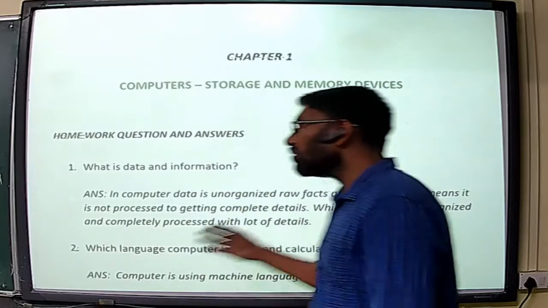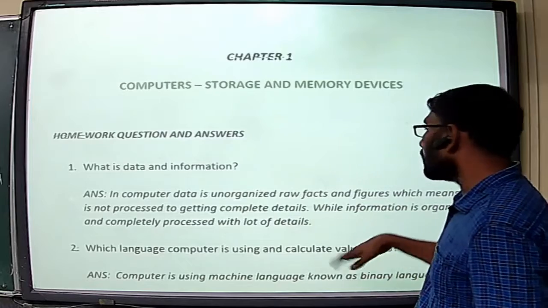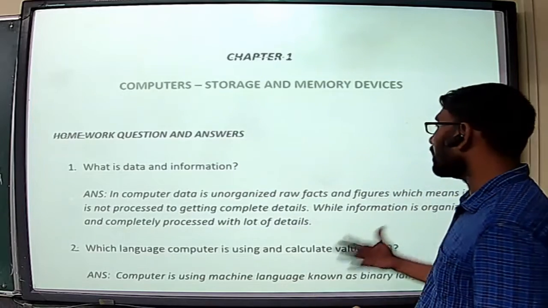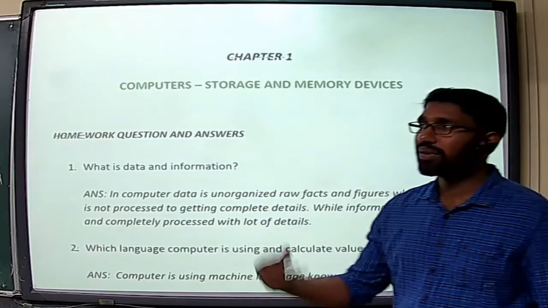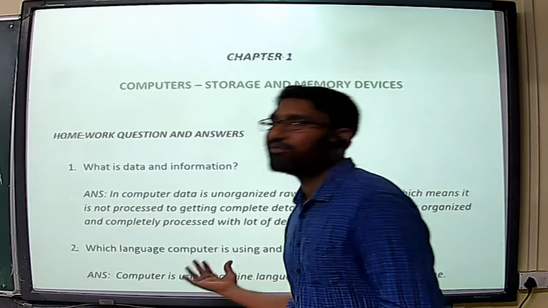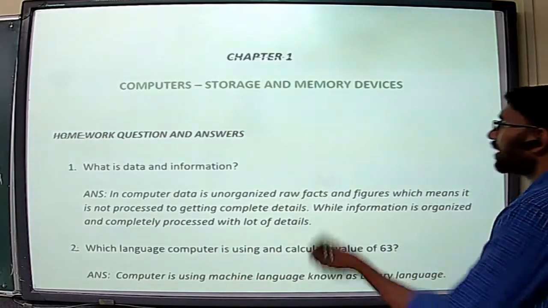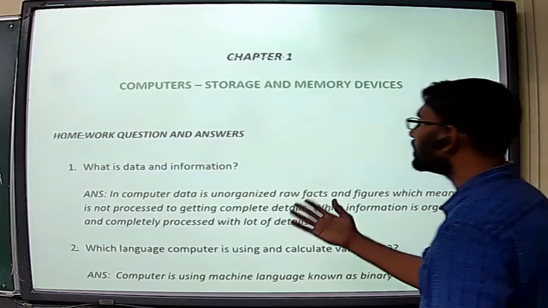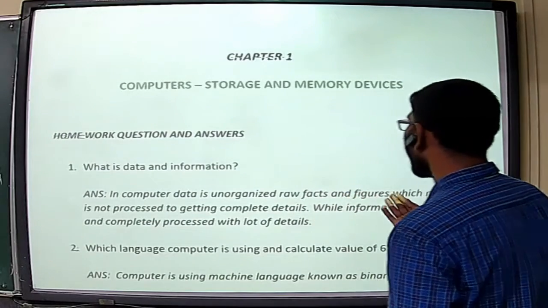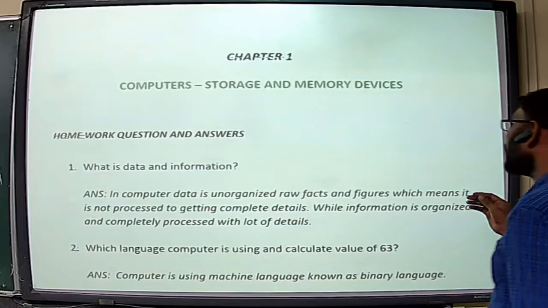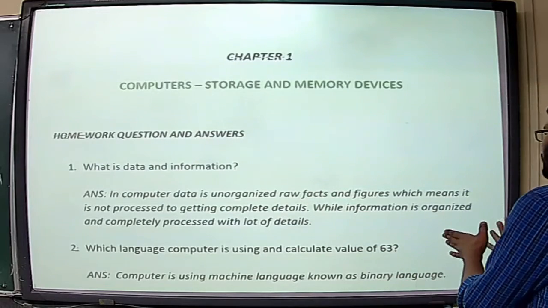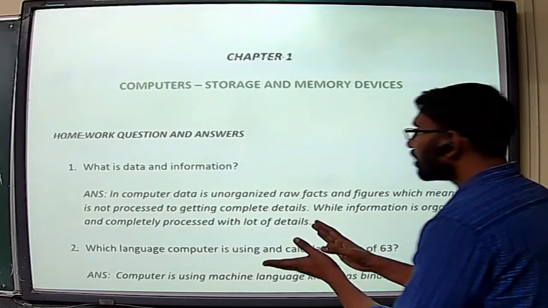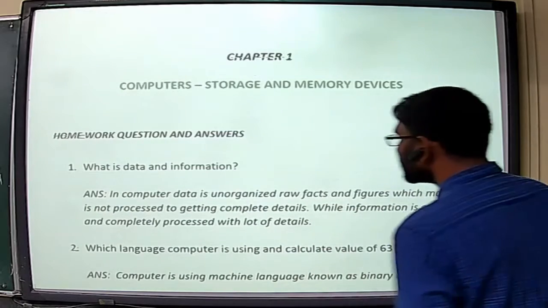If you have processed the data with the help of a computer, or processed the data in terms of a bill from the shopkeeper, we can say it's information. Clear? So, what is data and information? In a computer, data is unorganized raw facts and figures, which means it is not processed to get complete details, while information is organized and completely processed with a lot of details.